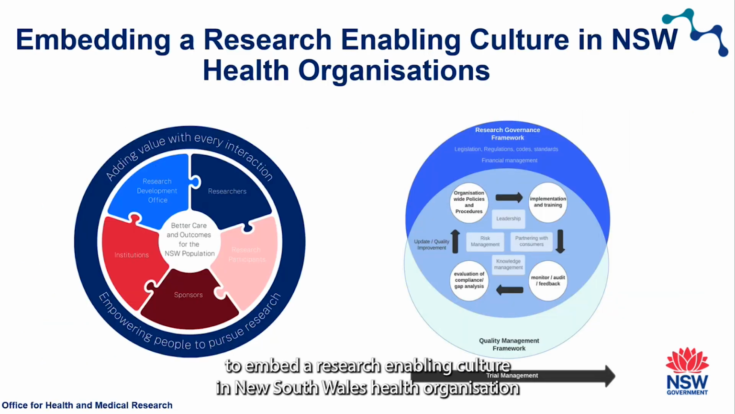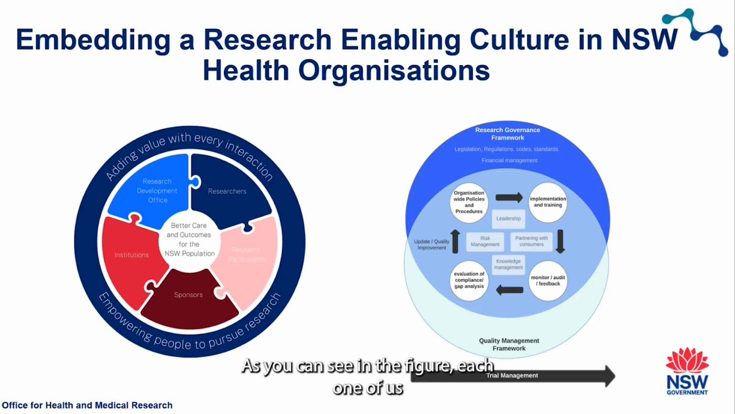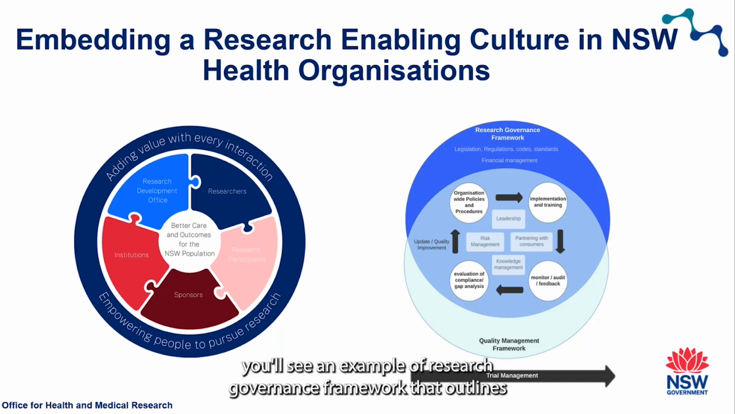The handbook aims to embed a research enabling culture in New South Wales Health organisations. Therefore, use this handbook extensively and distribute it widely. As you can see in the figure, each one of us plays a critical role in embedding a research enabling culture. The handbook also provides insights into the research governance framework. If you shift your gaze to the right side of the slide, you see an example of a research governance framework that outlines the structure, roles, and responsibilities for managing research in an organization. An effective research governance framework is composed of research policies, procedures, training, and includes a quality assurance program.